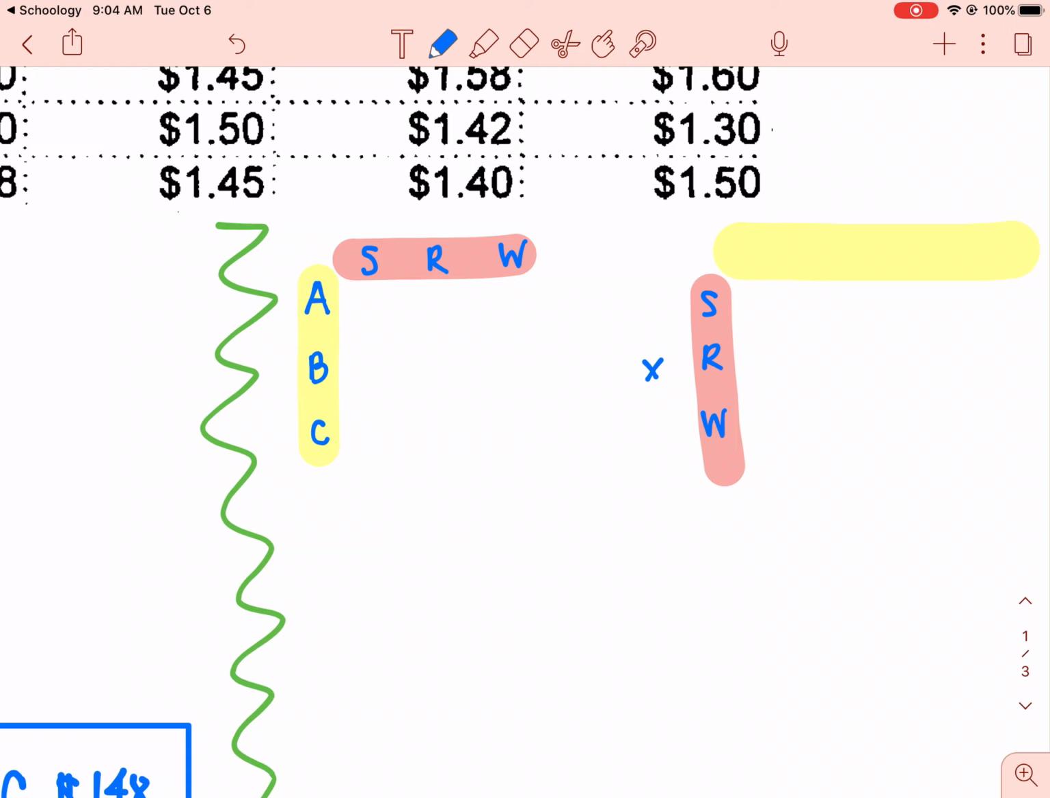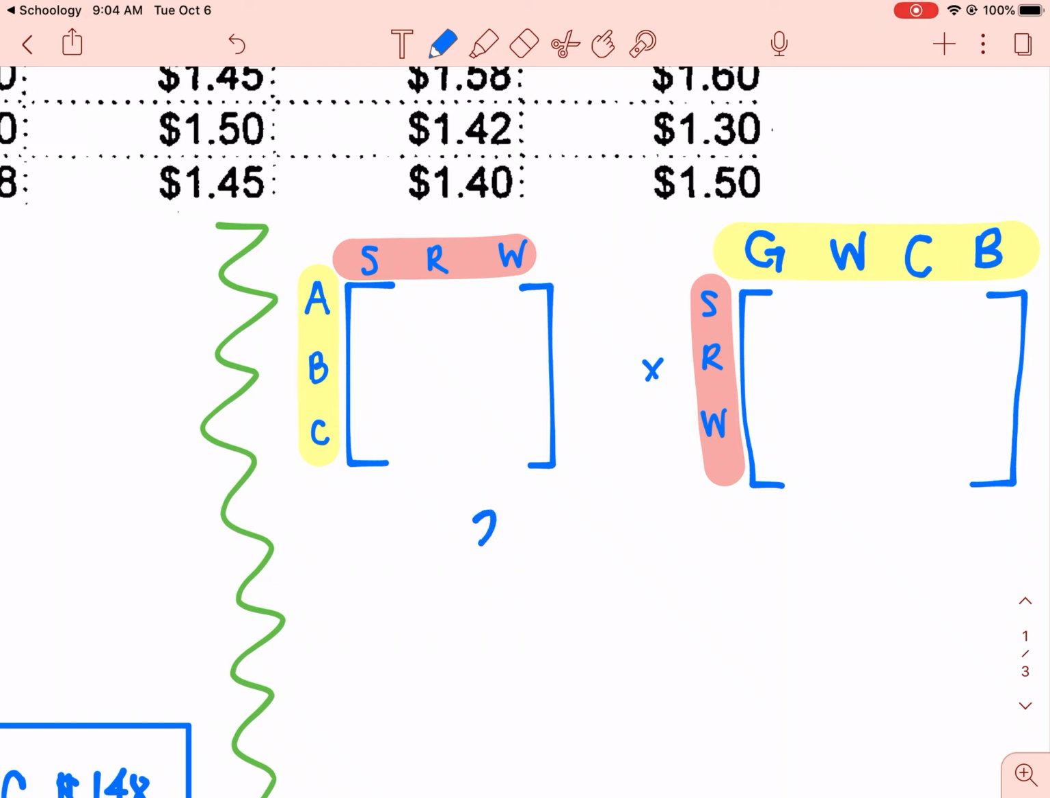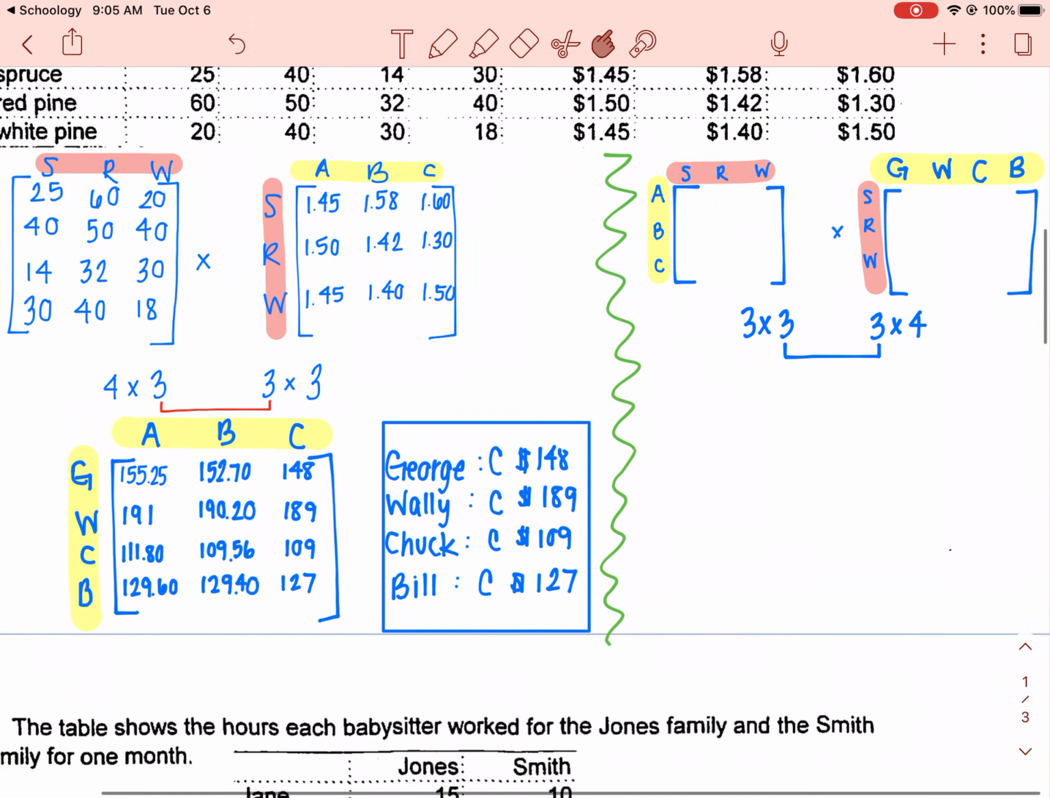And we can fill out a matrix like this. George, Wally, Chuck, and Bill. This is another way you can make your matrix. You will get the same answer. This is a 3 by 3 multiplied by a 3 by 4. These match. And in the end, you'll have a 3 by 4, and you can answer the same problem. Depends on how you want to set it up. No preference by me. See if we're getting the hang of it.